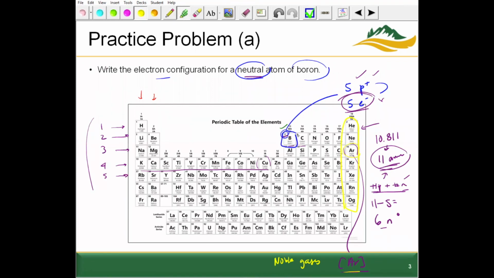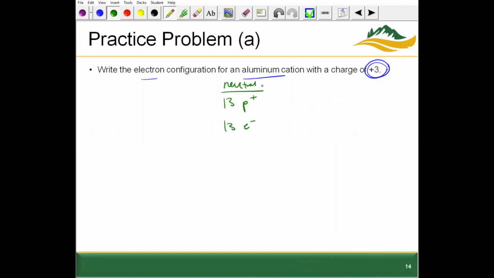So for aluminum, let me erase this box for boron. For aluminum, this has an atomic number of 13. So this would have 13 protons and 13 electrons as a neutral atom. In its neutral state, 13 protons, 13 electrons. For this to now be a +3 ion, this is aluminum, just neutral. So for this to be aluminum 3+, what must have happened? It's a cation.